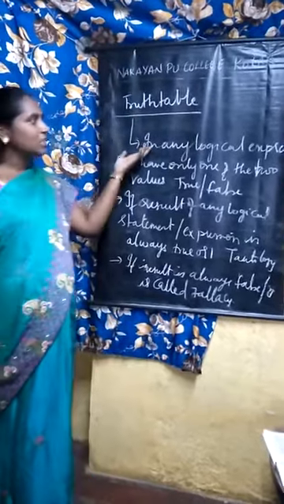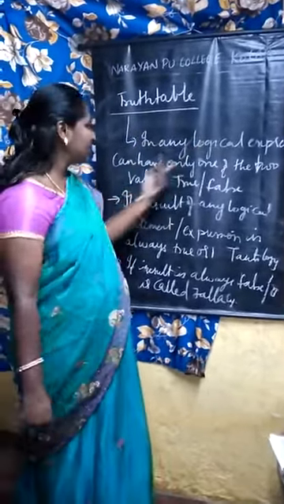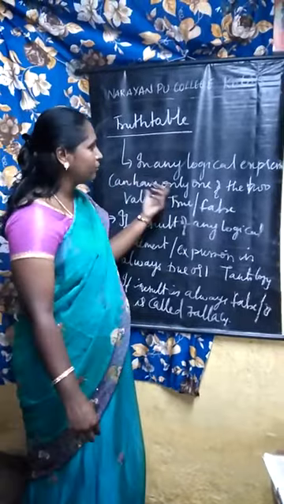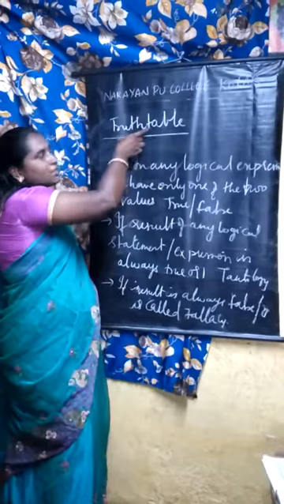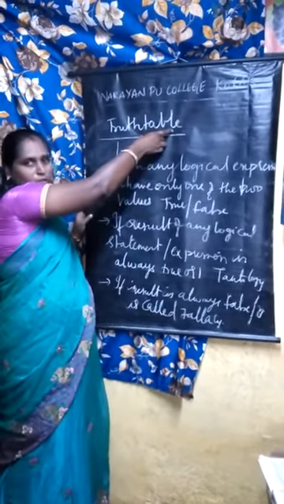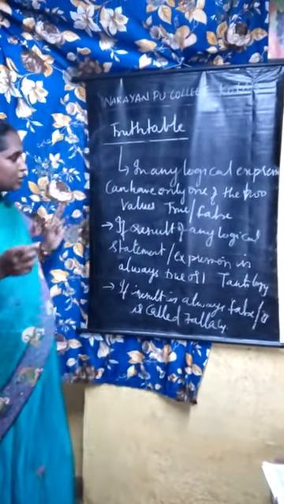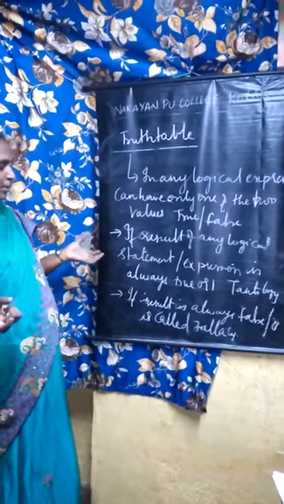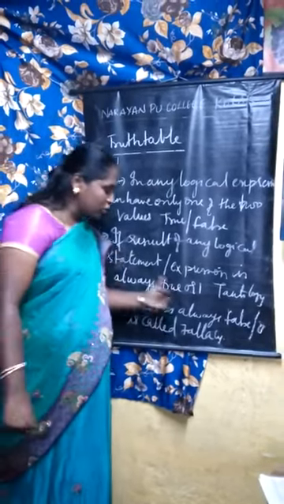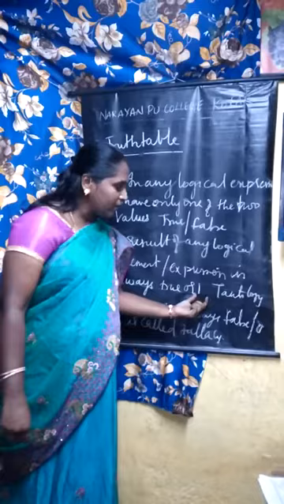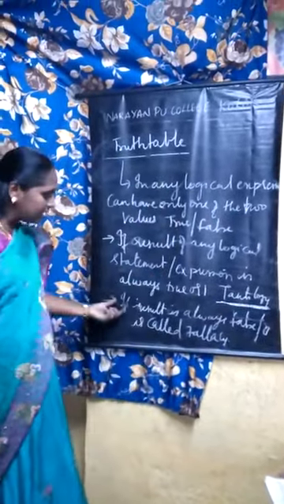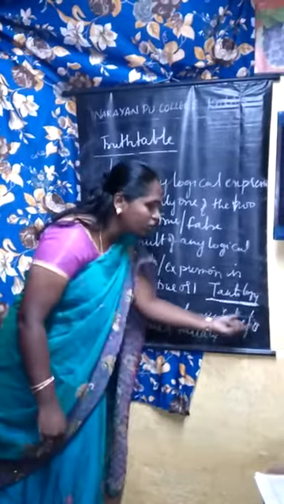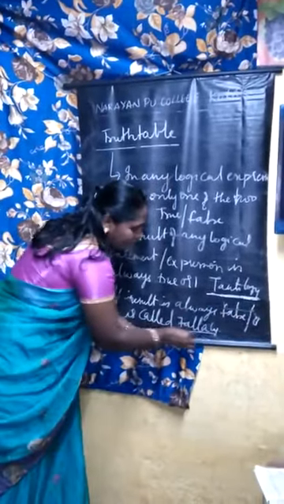Any logical statement or logical expression can have one of two values, that is true or false. These values are represented in the form of a table, which we call a truth table. In that truth table, if the result of a logical expression is always true or always 1, we call it a tautology. If the result is always false or 0, we call it a fallacy.